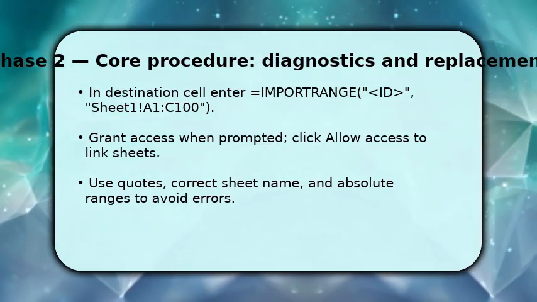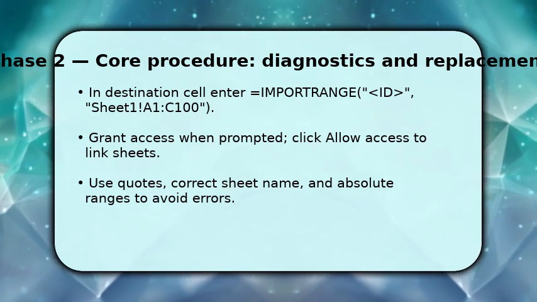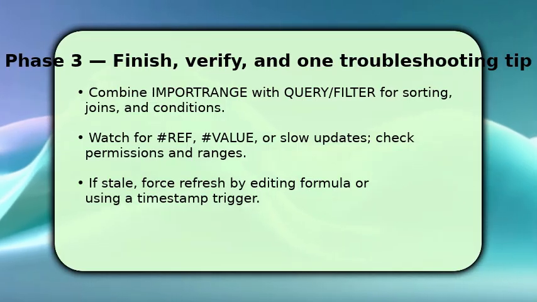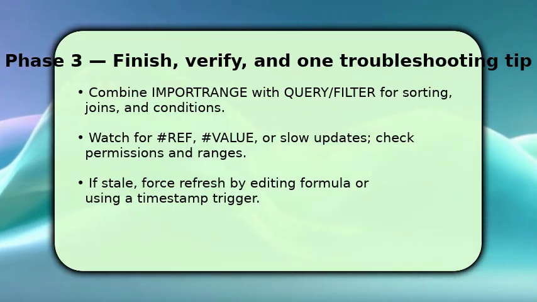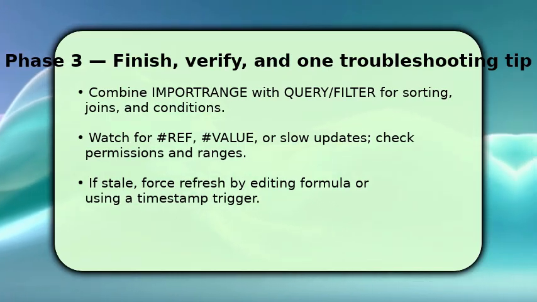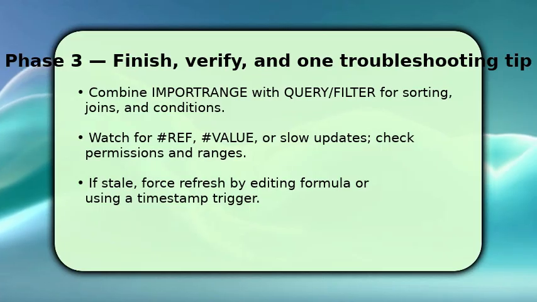Finish by wrapping IMPORTRANGE in QUERY or FILTER if you need sorted, joined, or conditional results. This keeps source data raw and destination focused. Once the formula works, make sure collaborators retain the necessary access, because removing permission breaks the link.